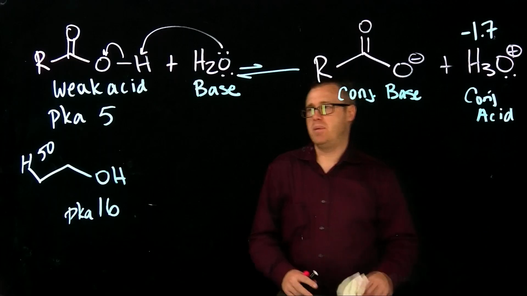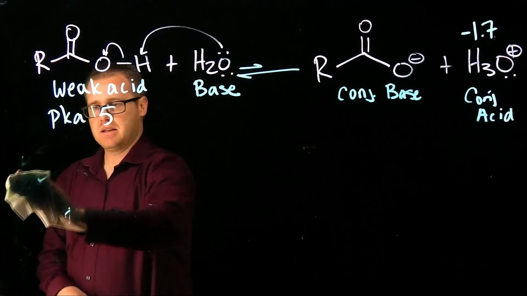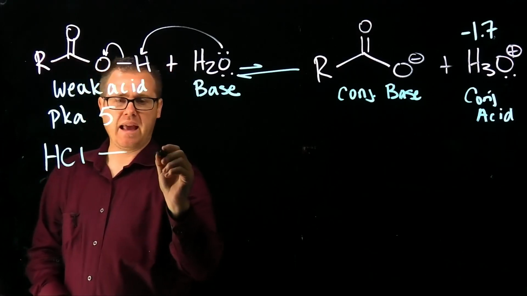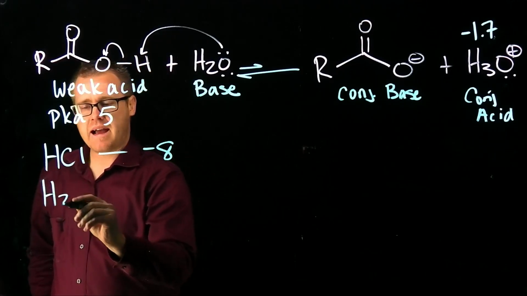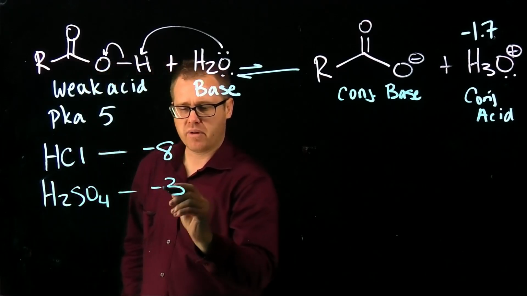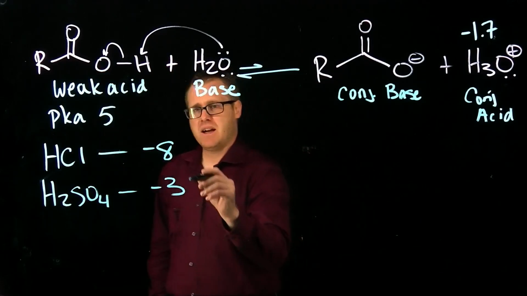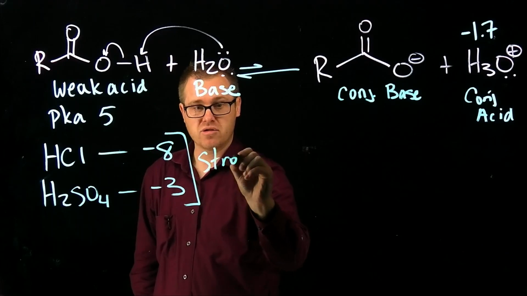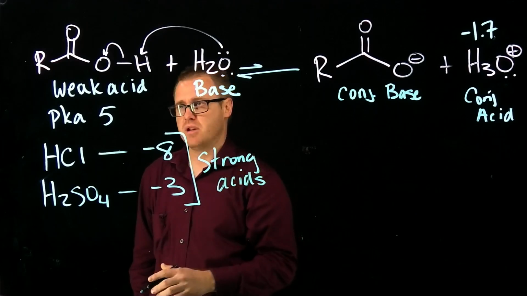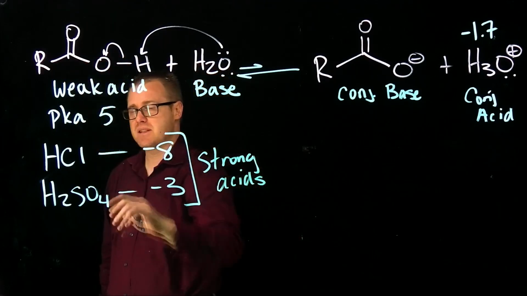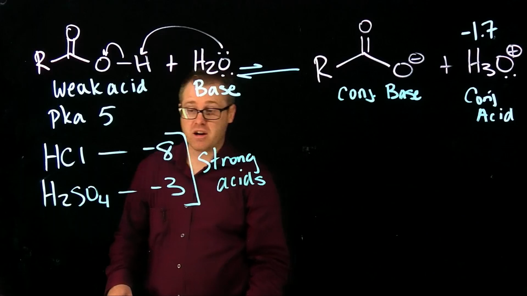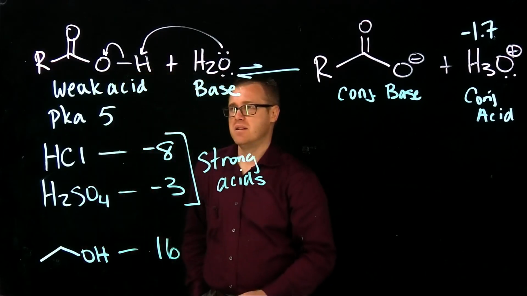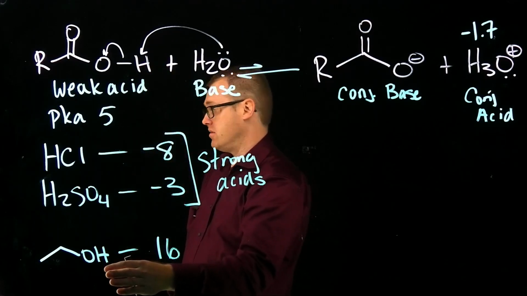Now, if you compare the pKa of a carboxylic acid to, let's say, hydrochloric acid, that has a pKa of like negative 8. Or another acid, sulfuric acid, that has approximately a negative 3. So these guys, because they have negative values and they're very, very strong, or very, very acidic, these are considered strong acids. But look at the pKa of the carboxylic acid, it's 5. So it's considered weak. But when you compare a carboxylic acid to an alcohol, that's a pKa of what? 16. So a carboxylic acid is more acidic than an alcohol. All right?